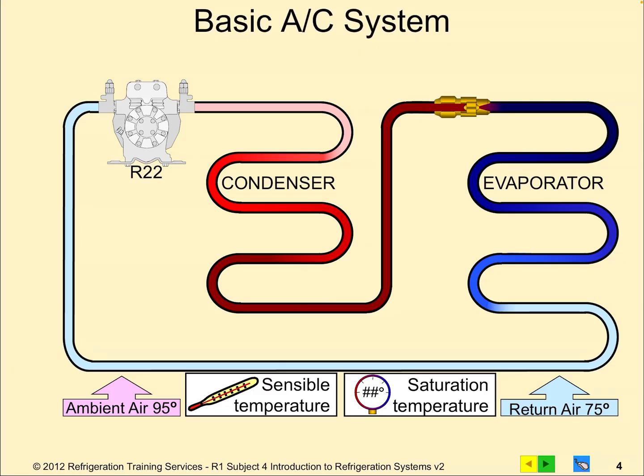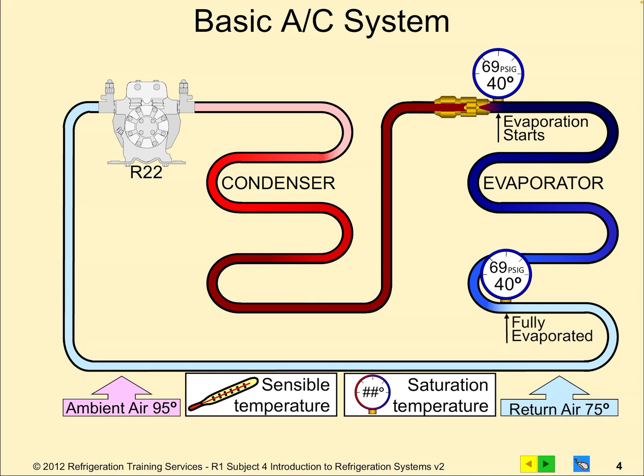So instead of the tanks, now we're going to show with tubes. And of course, leaving the compressor, we're going to show, in this particular case, we'll start out, I guess, at the evaporator. Through the metering device, we're at 69 40. Evaporation is starting at that point right there. We are going through the evaporator.